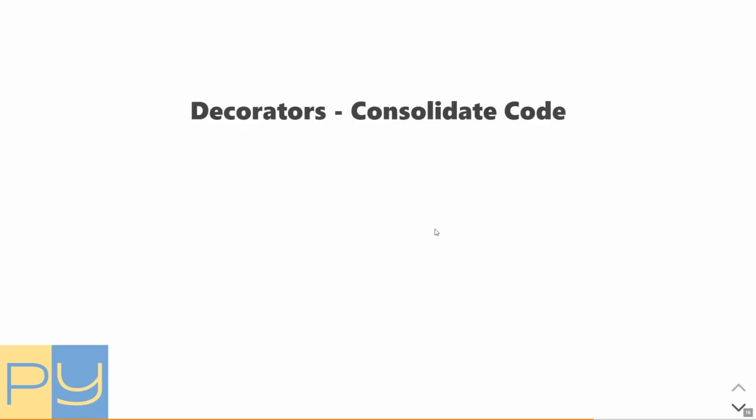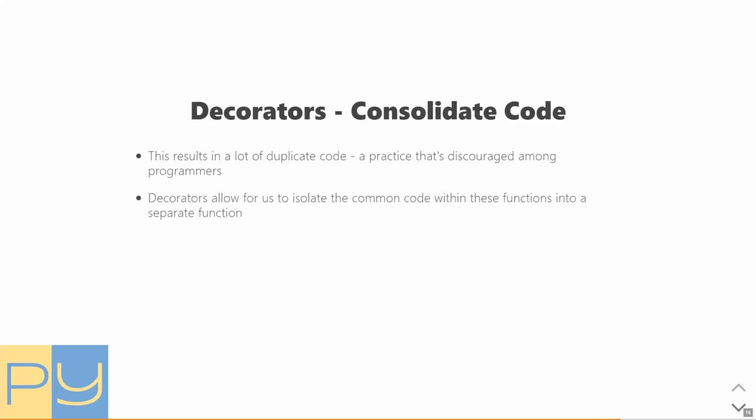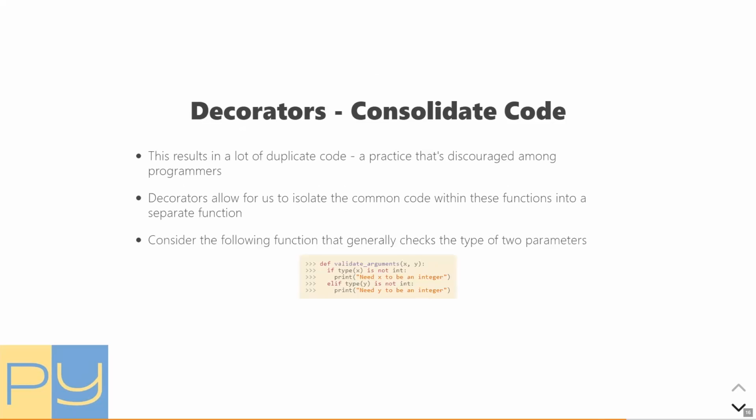All right, so how would that happen? Well, again, a lot of duplicate code. We don't want to do this, so decorators will consolidate this code. The way we can start off consolidating is to define a function, again independent of all the arithmetic, that really just takes in two arguments, x and y, and simply checks: if x is not an integer and if y is not an integer, just print these error messages.